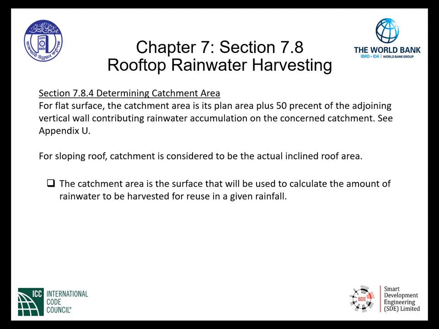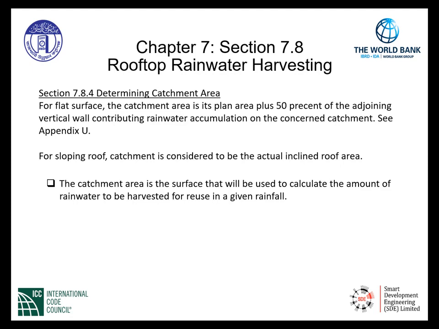Determining the catchment area. Specifically, we need to look at section 7.8.4. For a flat surface, the catchment area is its plan area plus 50% of the adjoining vertical wall, contributing rainwater accumulation on the concerned catchment. The reference is see Appendix U. For a sloping roof, the catchment is considered to be the actual inclined roof area.